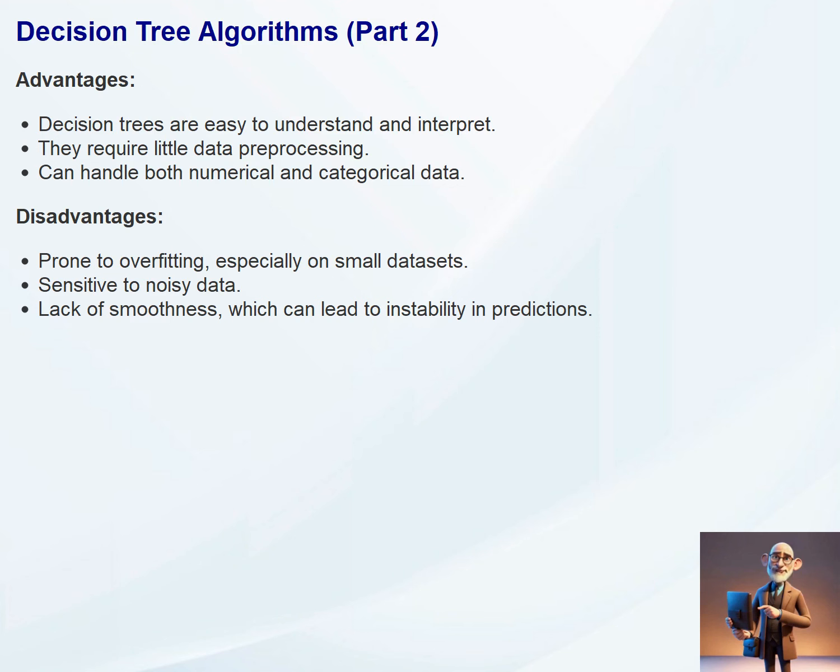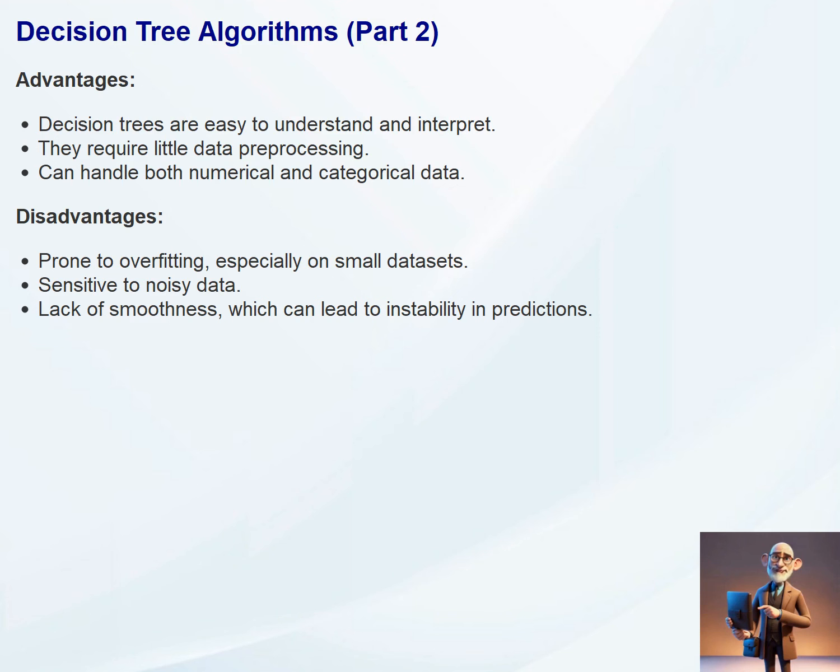Decision trees offer a clear advantage in terms of interpretability. Their intuitive nature makes them easy to understand, even for those new to the field. Additionally, they handle both numerical and categorical data seamlessly, reducing the need for extensive data pre-processing.